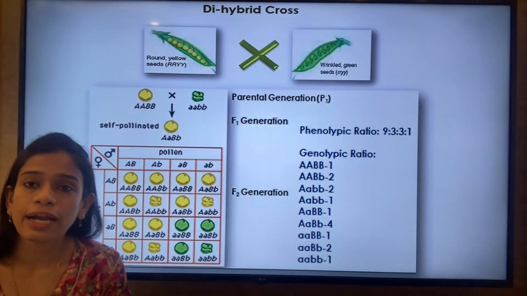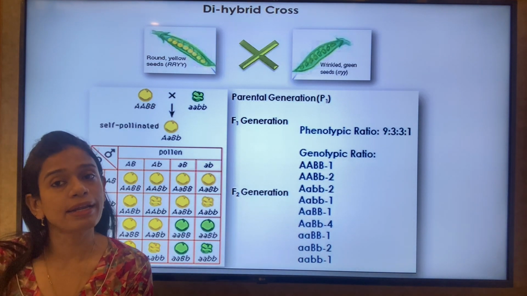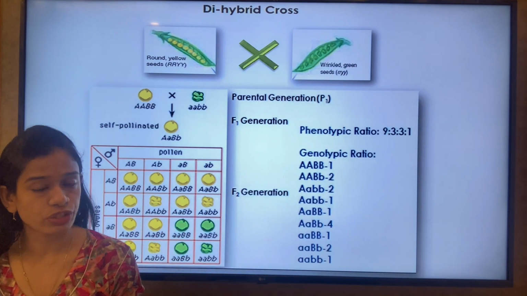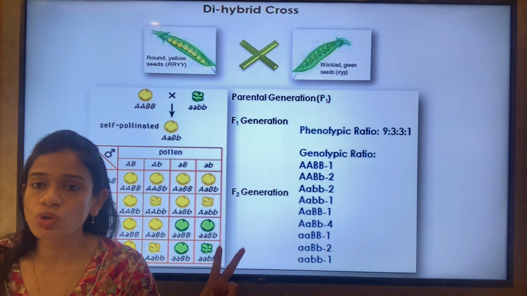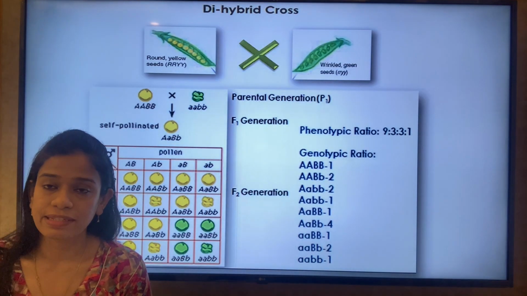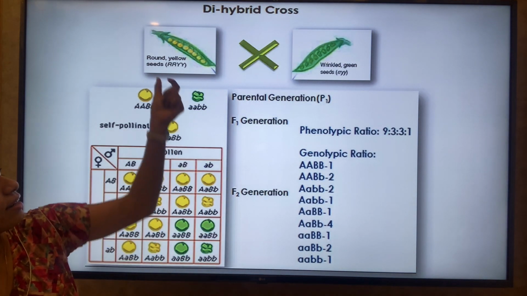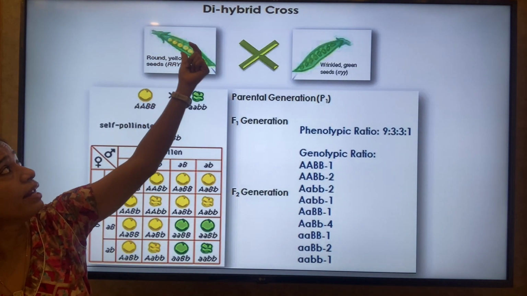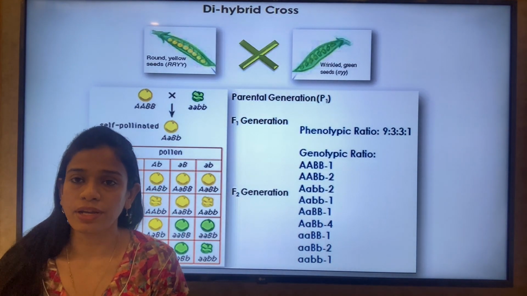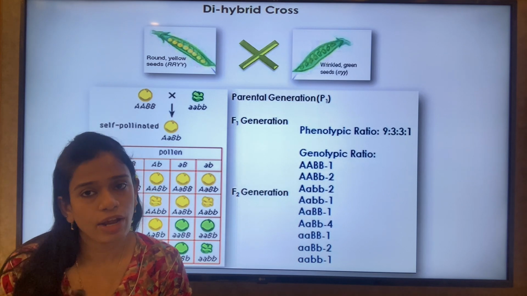Next, we move on to the dihybrid cross. When we talk of the term dihybrid, the 'di' means 2. So here we will be talking of 2 contrasting characters together. Previously we were talking of only 1 contrasting character, now we will be talking of 2. So what are the contrasting characters? Round and yellow seeds versus wrinkled and green seeds. So we have taken 2 traits: round seed and wrinkled seed, and yellow and green color.